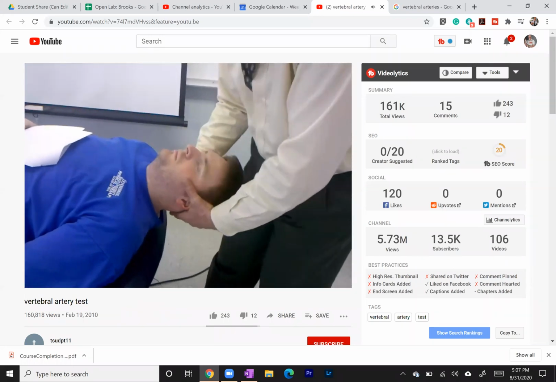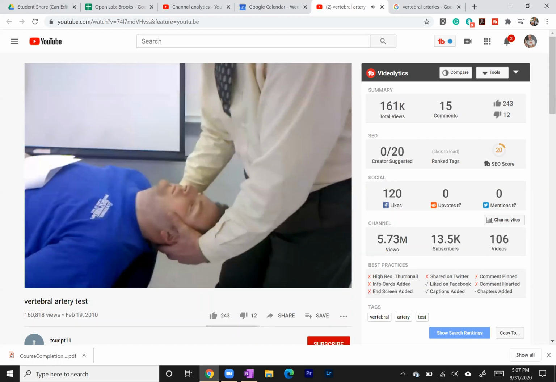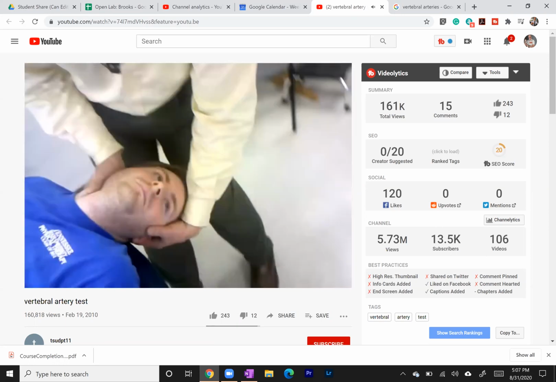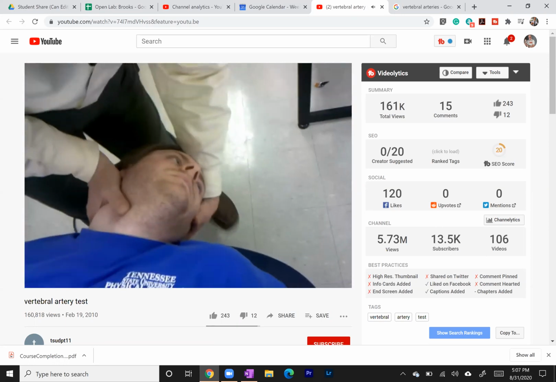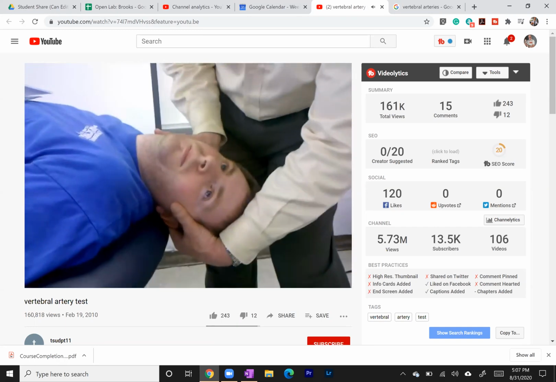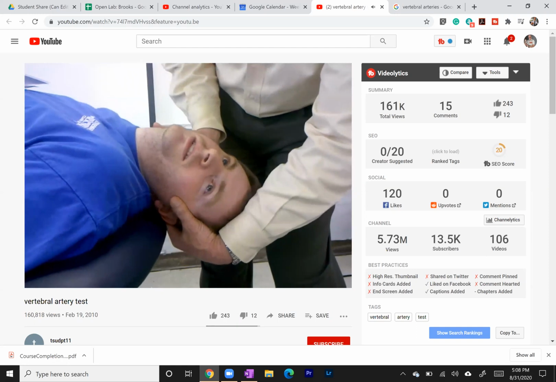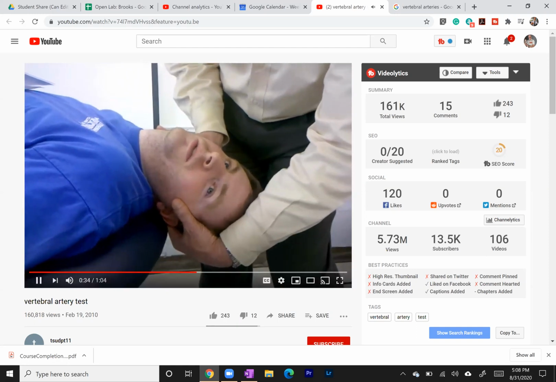They're going to come back. They're going to ask the patient to keep their eyes open. They're going to come back in extension, rotation, and left side bending. And you ask the patient with their eyes open to count backwards from 20. 20, 19, 18, 17, 16, 15, 14, 13.